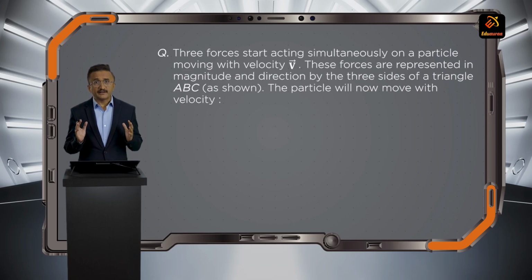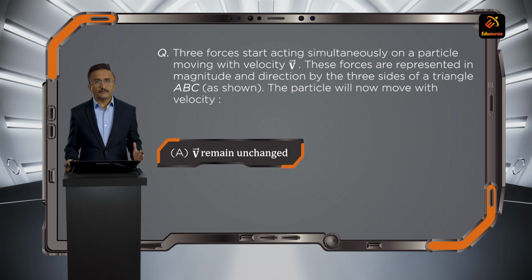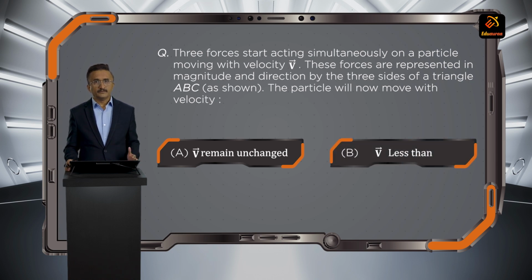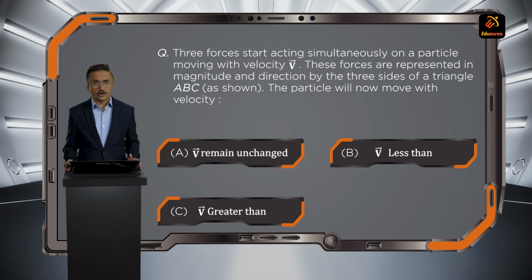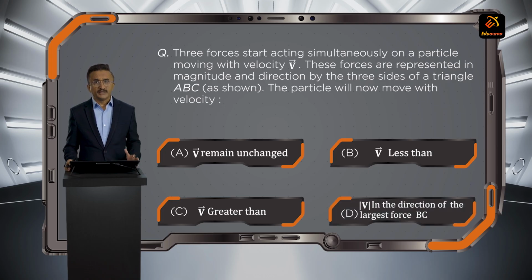Now we have the next question. Three forces start acting simultaneously on a particle moving with a velocity v. These forces are represented in magnitude and direction by the three sides of the triangle ABC as shown in the figure. The particle will now move with the velocity, options are option A, the velocity v remains unchanged, option B, it is less than v, option C, it is greater than v, and option D, the motion of v is in the direction of the largest force BC.